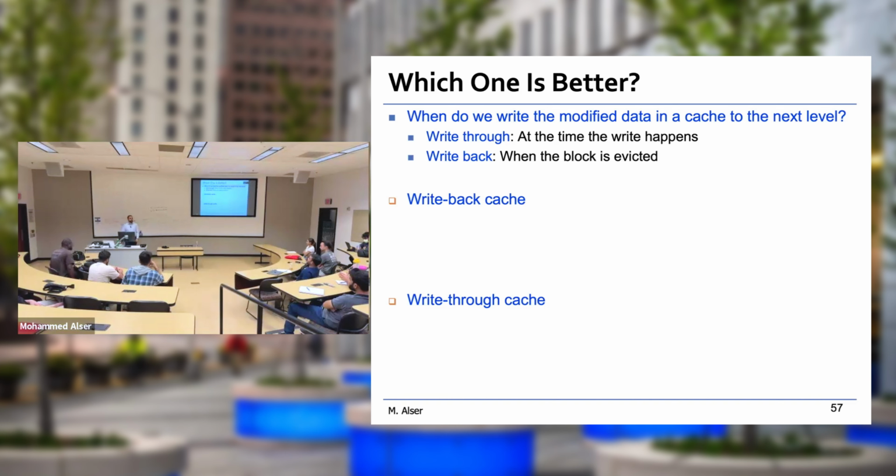Write back, because that happens when memory is free and there is no transaction. Okay, someone else? Who said write through? Why? Write through: immediately updating the DRAM. Every time I make changes to the cache, go back to the DRAM and update it.